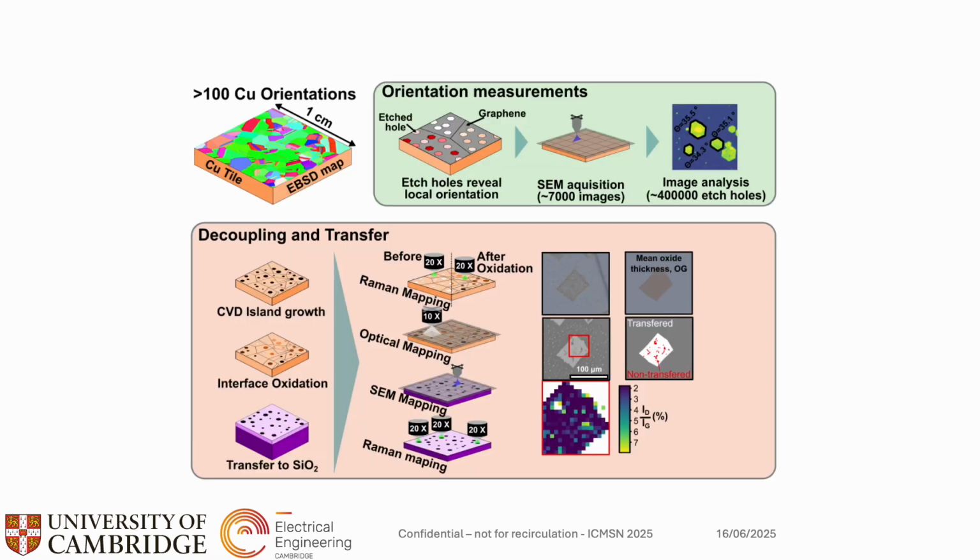So this is an overview of the study. You can see here a little cartoon image of a copper tile overlaid with an EBSD map over the scale of about 1 centimeter. And this reflects the hundreds of different crystallographic orientations of copper we use on a single copper tile, basically as individual micro studies. Each crystallographic orientation of copper acts as its own individual set of experiments through which we can grow individual graphene domains, etch individual holes to assess the orientation, do spectroscopic and optical mapping, as well as SEM mapping to ascertain all sorts of different properties of the graphene that we can use to judge what is the best crystallographic orientation.